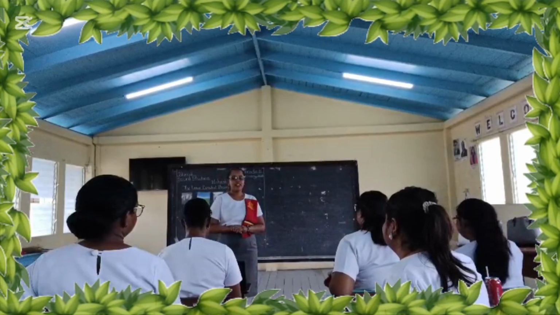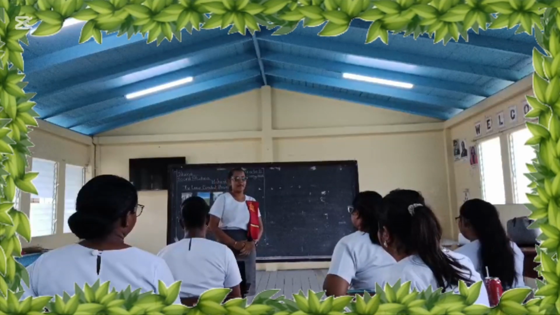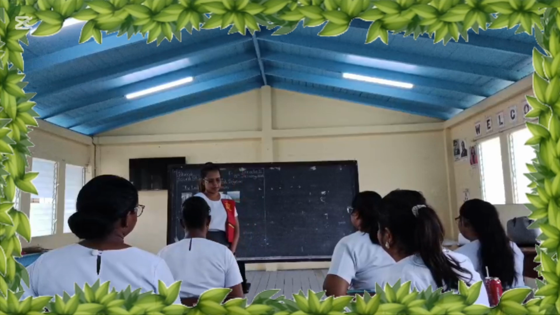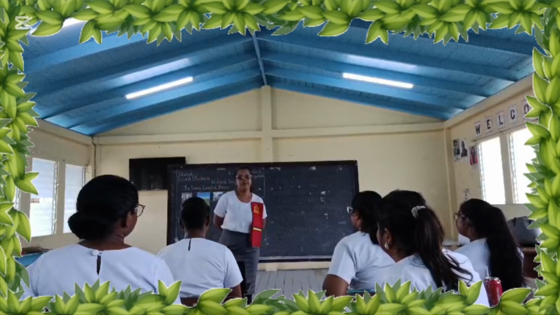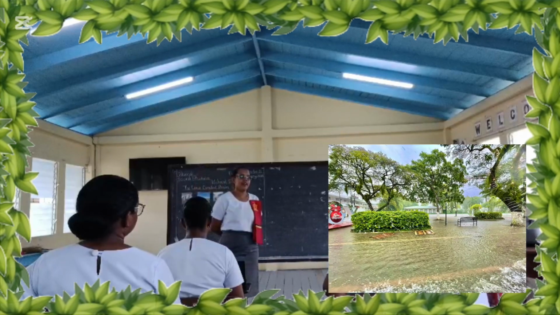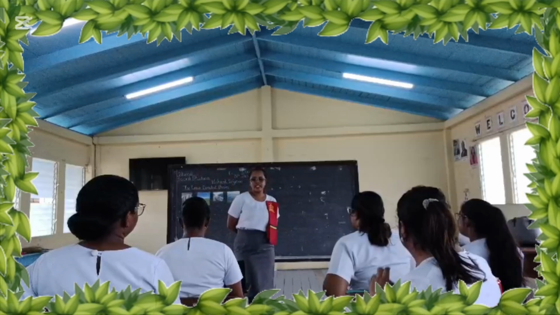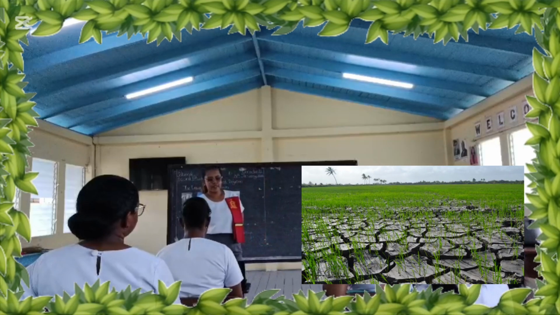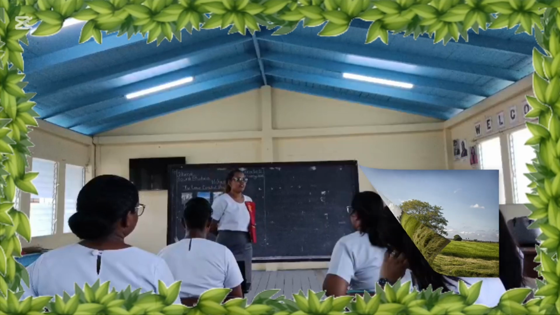Alright, let's look at 2 more features of the low coastal plain. First, we have the climate. This explains the 2 wet seasons and the 2 dry seasons. The wet season, these are the times of the year that we have heavy rainfalls. The dry season, these are the periods when there is little or no rainfall, making the environment drier.